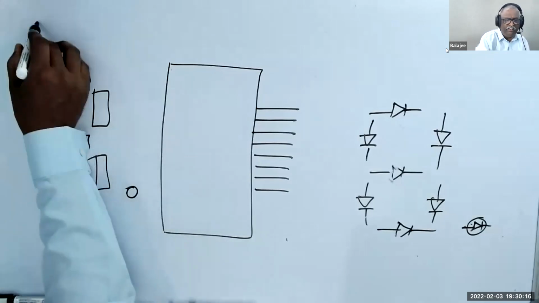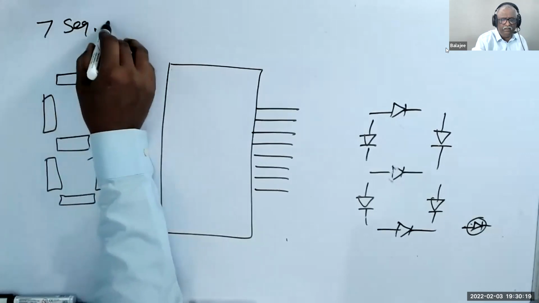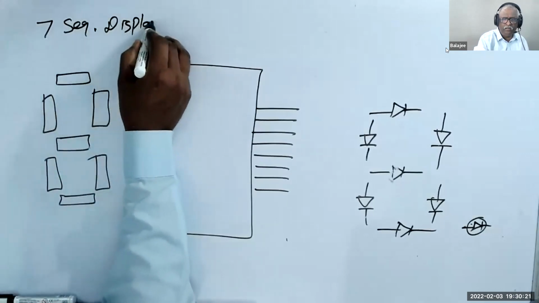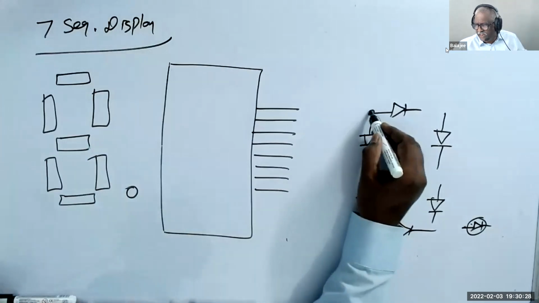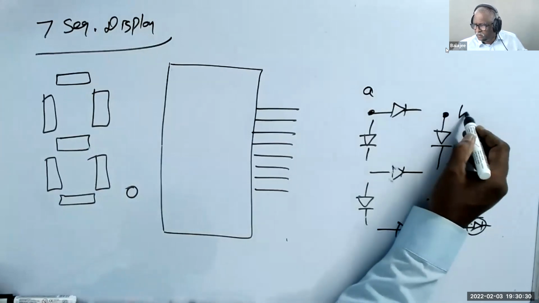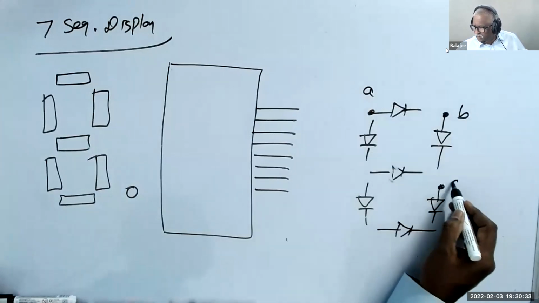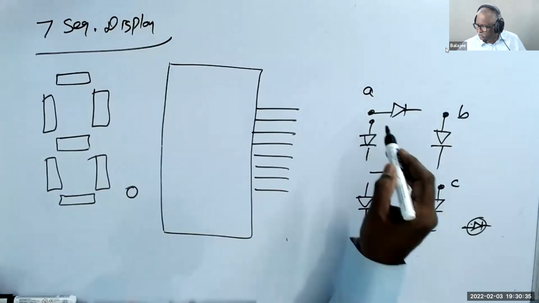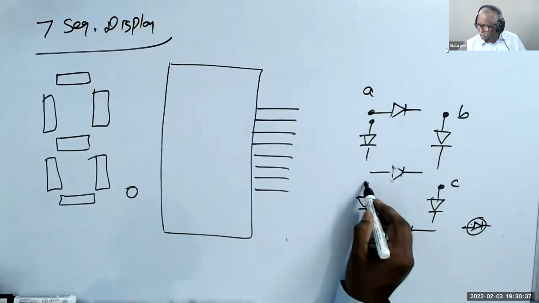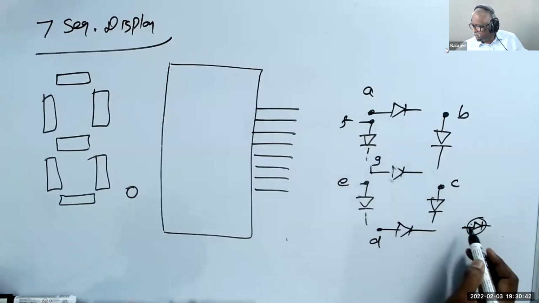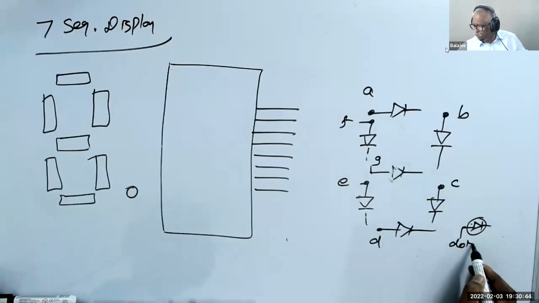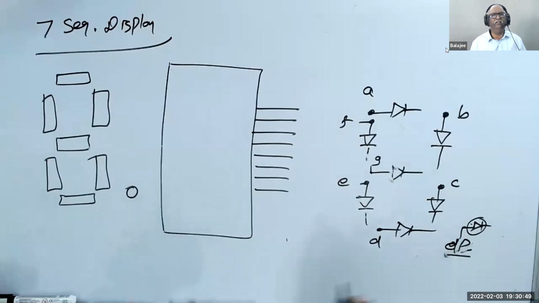This is called a 7-segment display. Same LEDs. Now what they have done, they call this A, this B, this C, this D, E, F, G, and dot. They call the dot point DP. Understand? They have given a name.